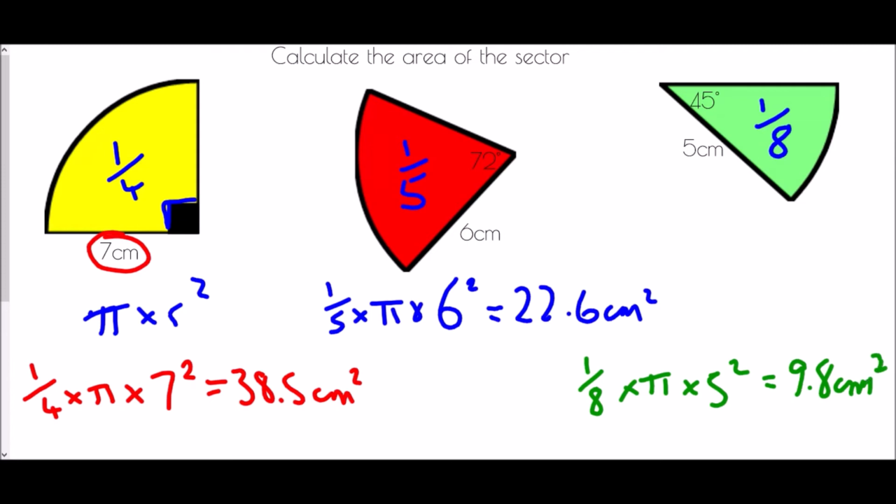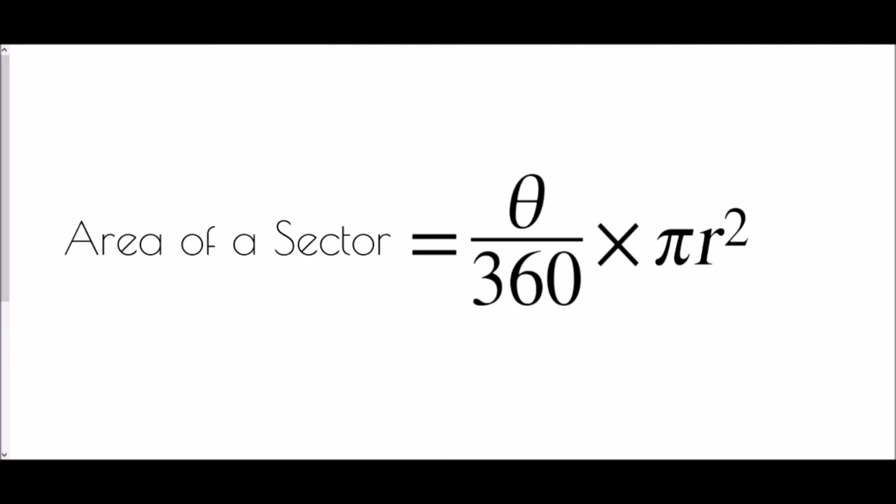Now again, could we have done this for situations where we weren't sure of what proportion of a circle it was? Well, we can. It's exactly the same method. We're going to use theta, being the angle, over 360, and then times it by the normal area of a circle, pi r squared. And so the first part is just telling us what proportion of the circle we are dealing with, and then multiplying it by the normal area.